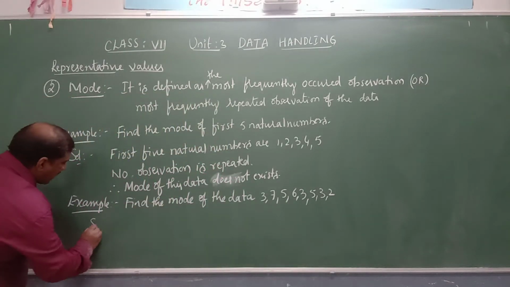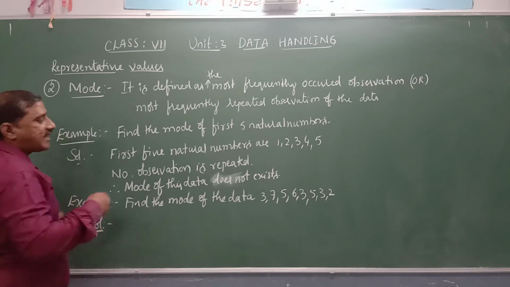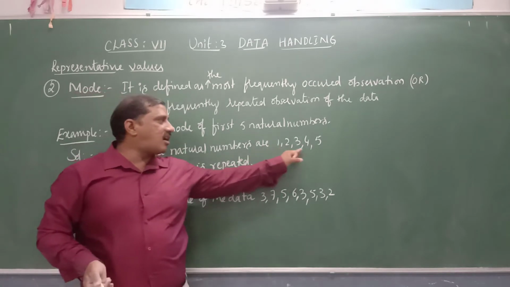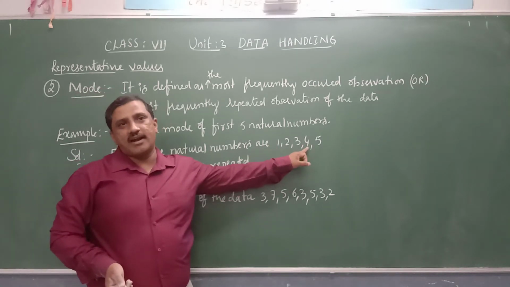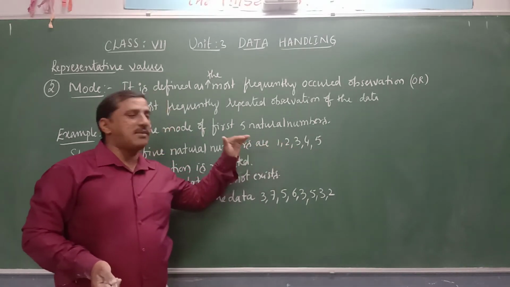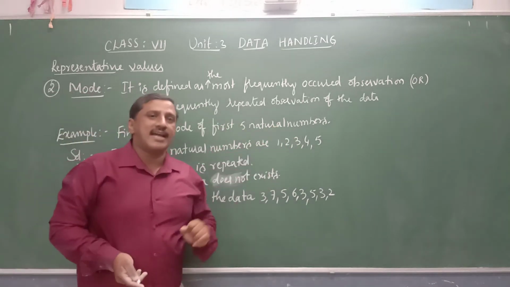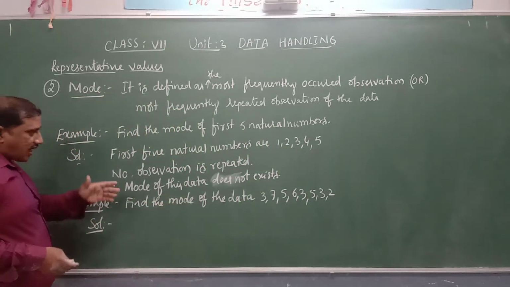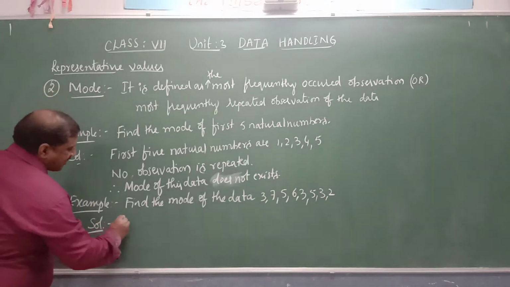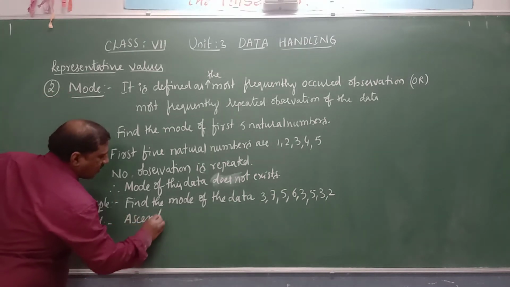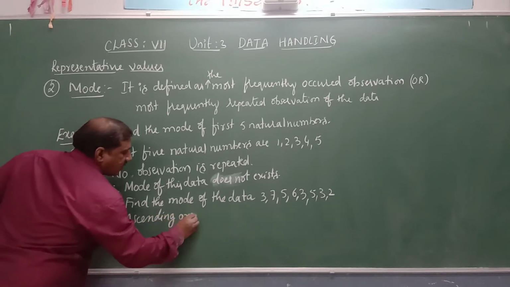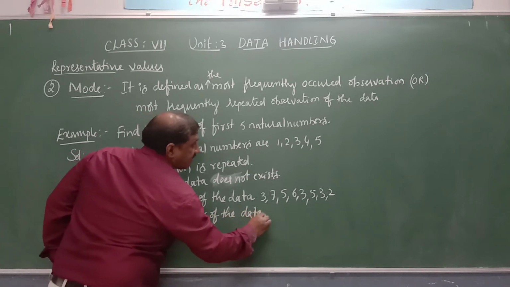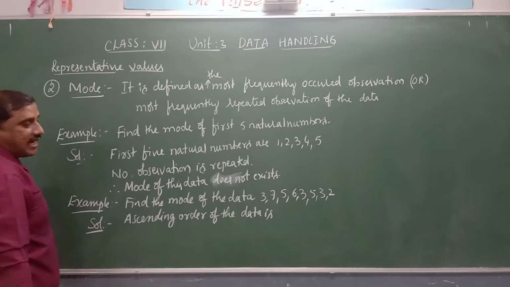As I told you, it is always better to write the given data either in ascending order or in descending order. Already the first five natural numbers which I wrote were in ascending order and we identified no value is repeated. Similarly here, write the given data in ascending order. Ascending order is small to big.